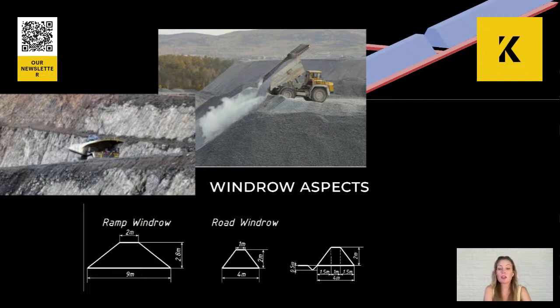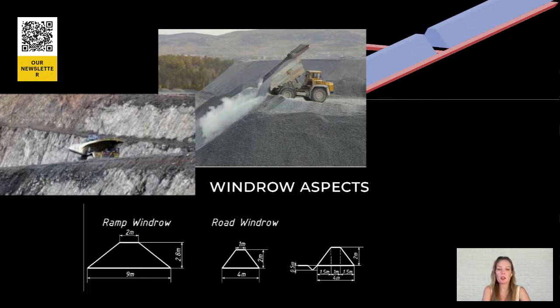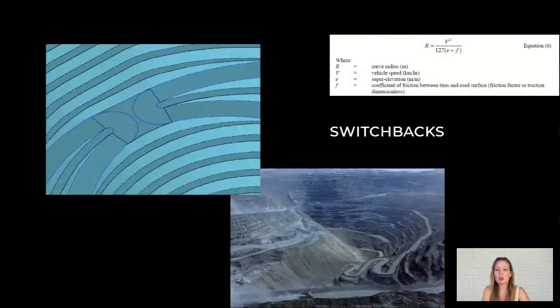In summary, windrows are essential for guiding vehicles, acting as barriers, ensuring proper water drainage, and sometimes serving as bases for power line supports. Now it's time to talk about switchbacks. Switchbacks can increase the haulage distance and reduce vehicle productivity because drivers need to slow down to navigate the turns. They can introduce potential safety risk.